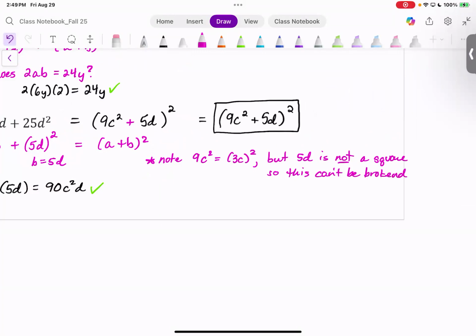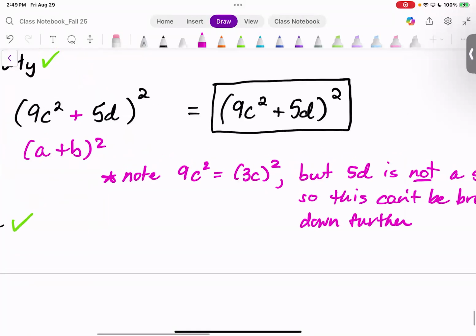Now, I will also say it's only 2 terms and they don't have any factors in common, but also this is a sum, so it wouldn't have been a difference of squares even if 5d had been a perfect square. We wouldn't have been able to break it down using the difference of squares because it was addition, not subtraction.